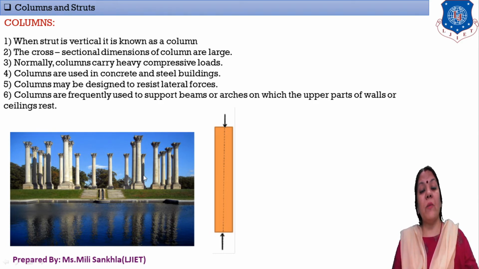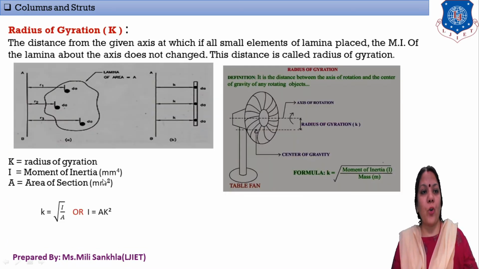Here we simply discuss the difference between column and strut. Strut is a part of truss. It may be horizontal, vertical, inclined. Strut and column both are subjected to axial compressive force, but the cross section area of strut is lesser than column. Strut is used in roof truss and side railing of bridge, and column is used in building. Now we discuss our next topic.